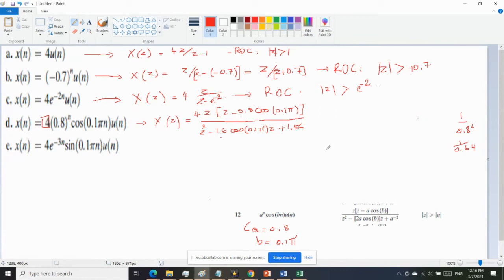Okay, we're done. ROC: the absolute value of Z is bigger than the absolute value of 0.8.